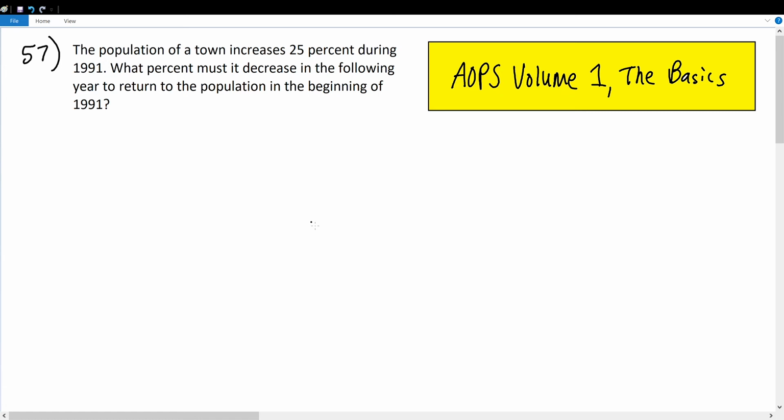AOPS Volume 1, The Basics, number 57. The population of a town increases 20% during 1991. What percent must it decrease in the following year to return to the population in the beginning of 1991?